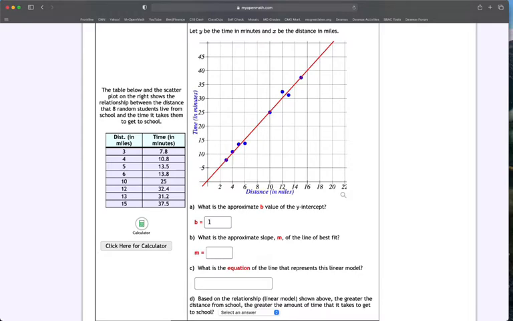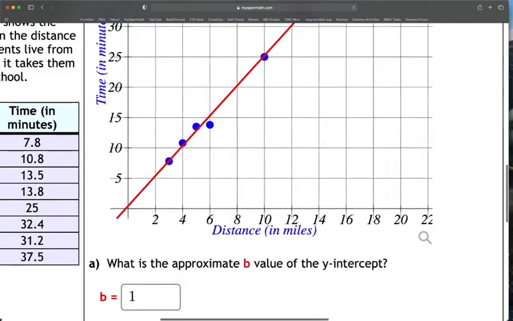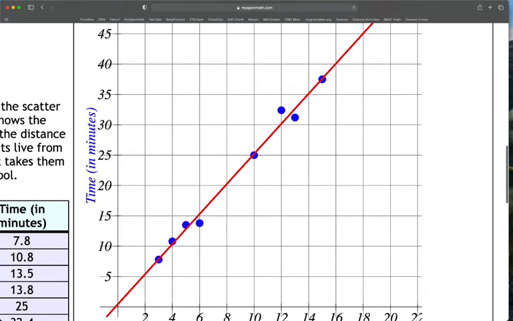Now we need to give an approximation for the slope. Now remember, this is just an estimate. So what we have to do here is we have to find two ordered pairs that are relatively close to perfect. They don't have to be exactly perfect, but they got to be close to perfect. So what I'm going to go with is this point right here and this point right here. It doesn't matter as long as they're pretty close.